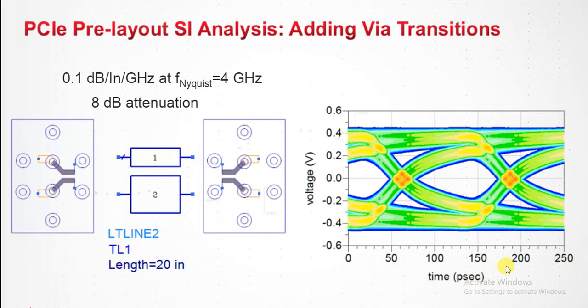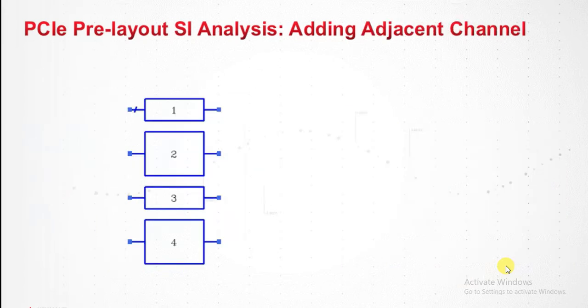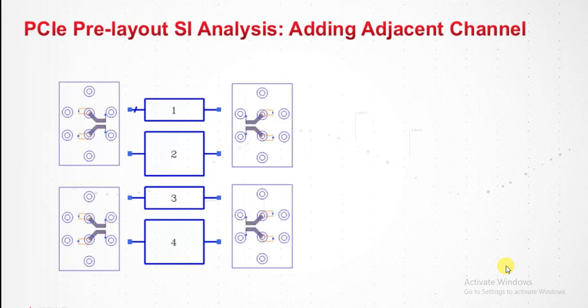Next thing is, well, we have one differential pair. What if we have multiple lanes running in my PCI Express? That's great. It's all right. We can have 4 lines. They're all 20 inches. And we can add a little via for each of them. And now, since we have multiple channels, there might be channel-to-channel crosstalk. We can also model that in ADS.